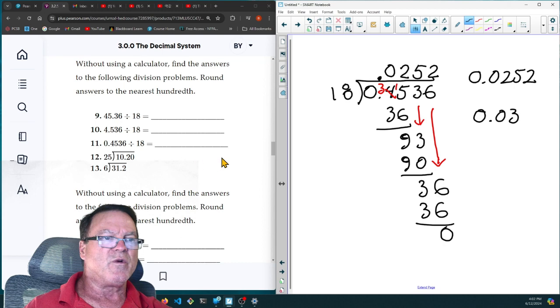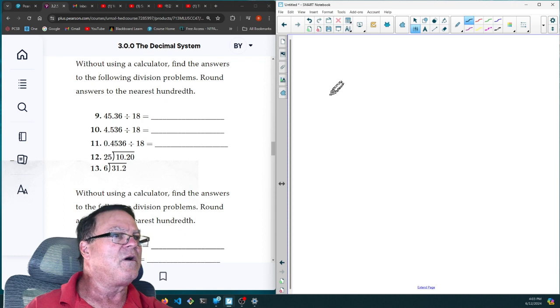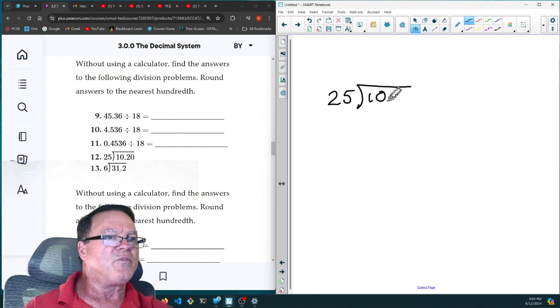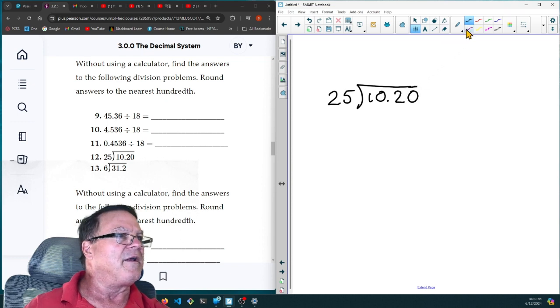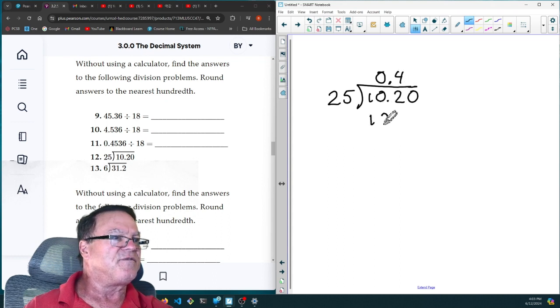Number 12 is 25 divided into 10.20. So 25 divided into 10.20. And 25 does not go into 10, so we'll write a 0. There's my decimal point. 25 goes into 102 4 times. 25 times 4 is 100. So we'll subtract and we'll get 2, 0, 0.